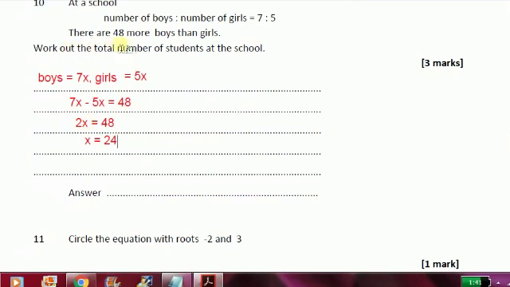Work out the total number of students. Well, the total number of students, 7x boys, 5x girls, we add them together and get 12x for the number of students, which is just 12 times x, which I've just worked out is 24. So we'll get an answer finally of 288 for the number of students in the school.